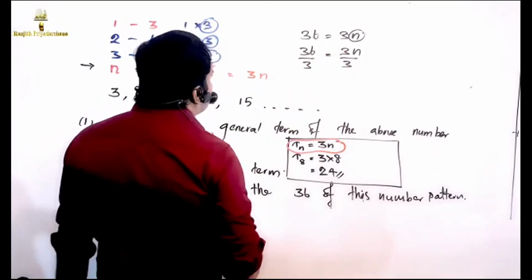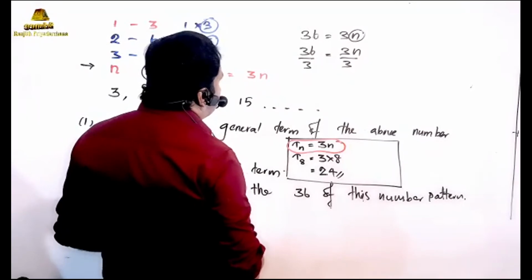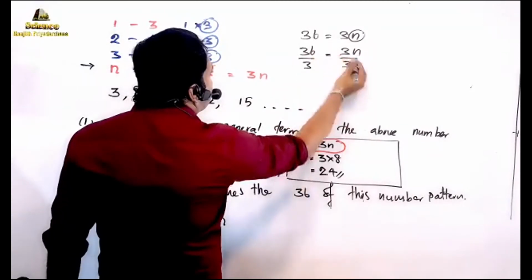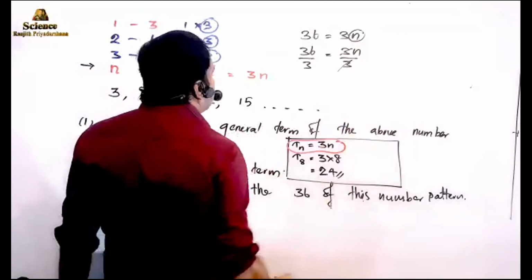36 in 12 times. 12 times. Okay, you know the answer. n equals 3 to 3... 12. Yes, n equals 12.